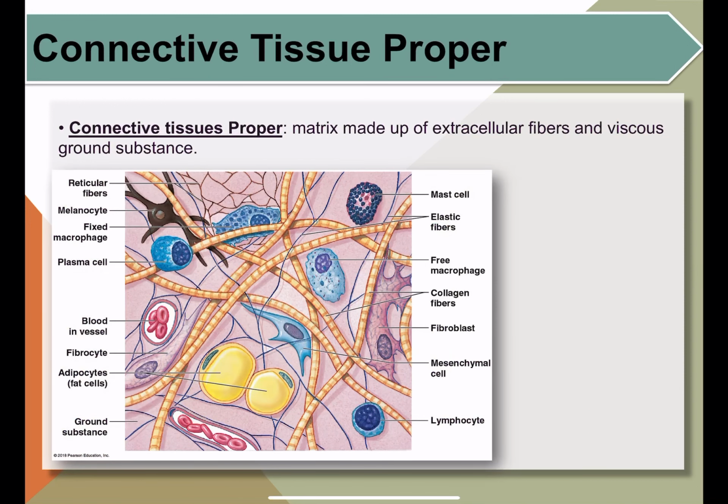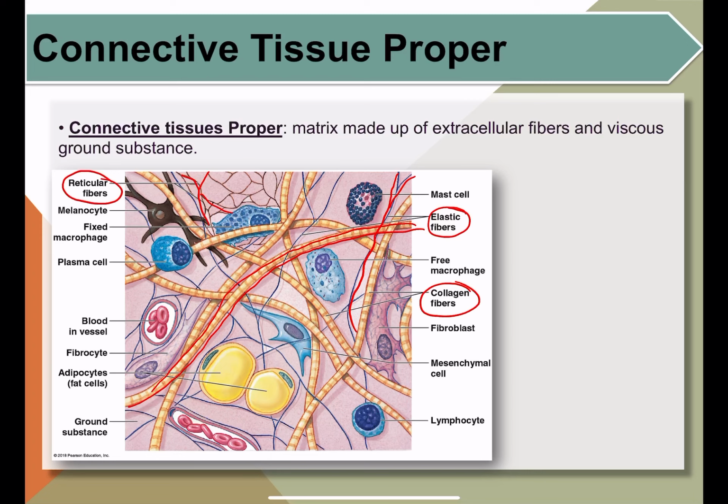All right, so let's start with the general characteristics of connective tissue proper. Its matrix is made up of extracellular fibers and a viscous ground substance. So for example, this yellow thick one right here, it's a type of fiber called collagen fiber. The blue line right here is an example of elastic fibers. Collagen fibers, elastic fibers. And these tiny brown ones right here are known as reticular fibers.